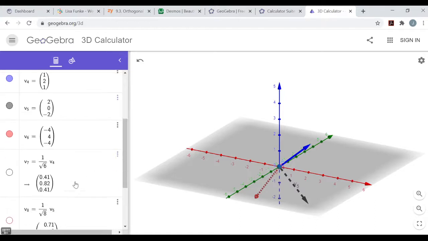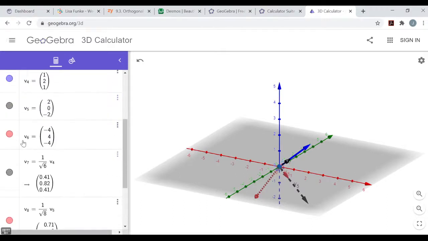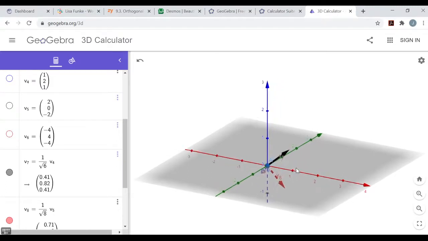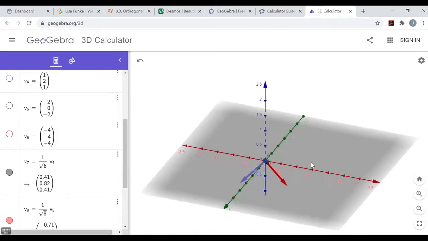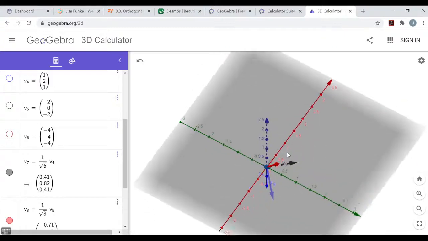But then I just found their unit vectors. I normalized them. So remember, I multiplied the first one by 1 over the square root of 6, the second one by 1 over the square root of 8, and the third one by 1 over the square root of 48. So let me put those vectors up. Black, red, and blue. And they're pointing in the same directions as these three. Let me just get rid of these three now. And now I have an orthonormal basis. I'll zoom in a bit here. And they're pointing in the same directions as the first three, but now they're all a unit long. They're all a single unit long.